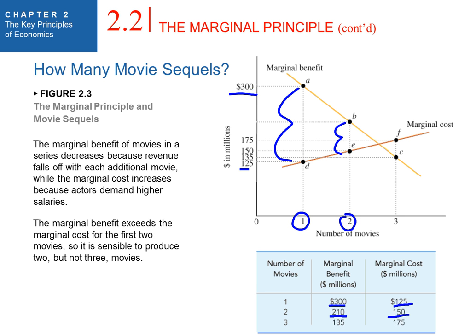Okay, so obviously you can see on the second movie, the benefits are still greater than the costs. So this movie producer might say, okay, let's consider a third sequel.